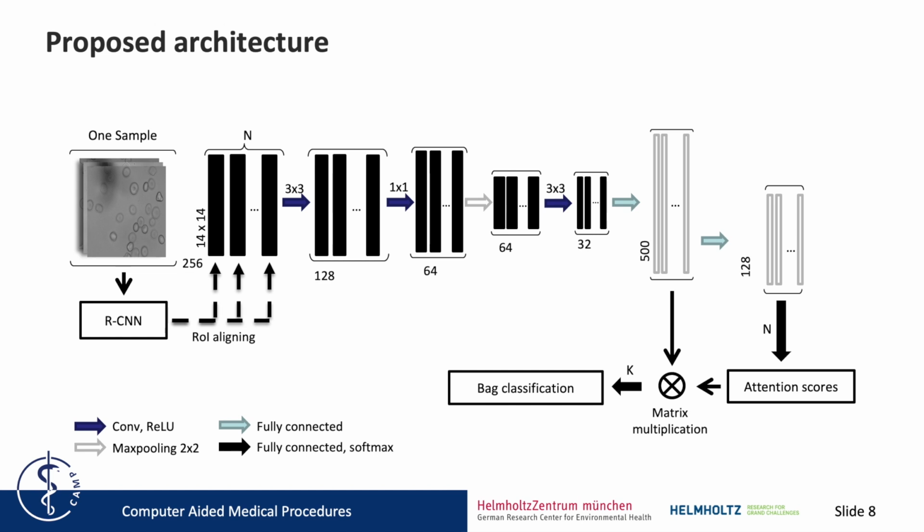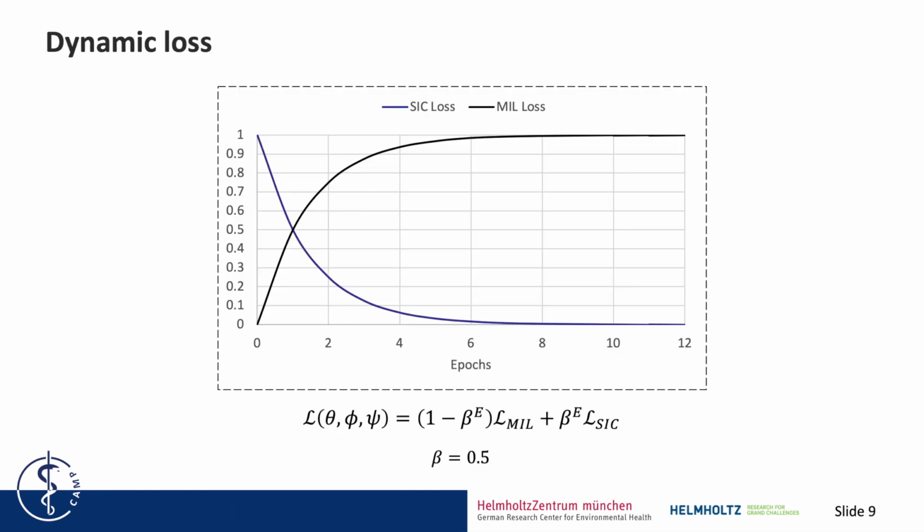The auxiliary single instance classification branch is also introduced here, trying to classify each of the instance vectors into one of the defined classes. This branch receives a higher importance at the beginning of the training, and as we move on, its importance gets less. For this purpose, we are defining a dynamic loss, giving more importance to the single instance classification loss at the beginning, and as we move on with the training, multiple instance learning loss gets a bigger coefficient.